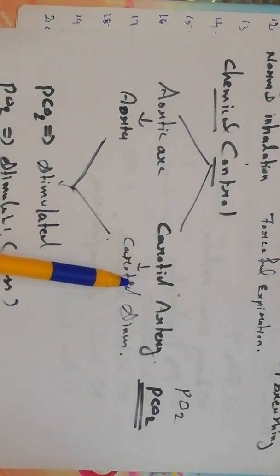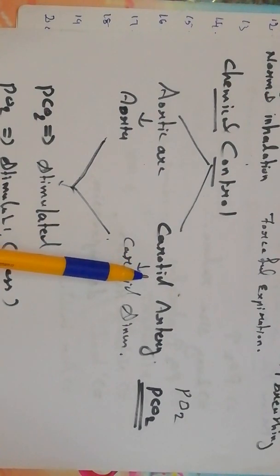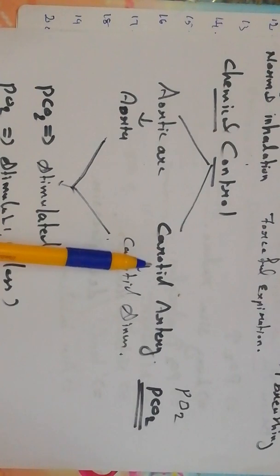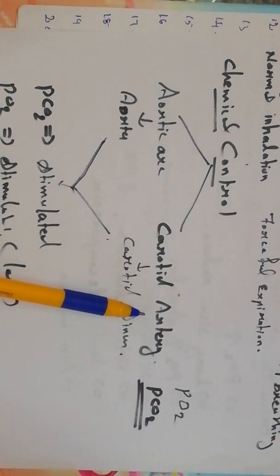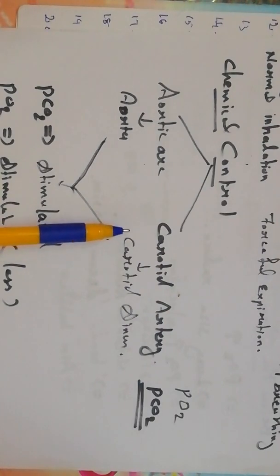The carotid artery is nothing else but the artery which is branching from this aorta, and it supplies oxygenated blood to the brain and the face region, to the head regions. That is the carotid artery. So what is the role of these two in regulating respiration?